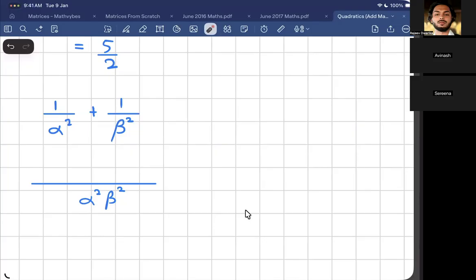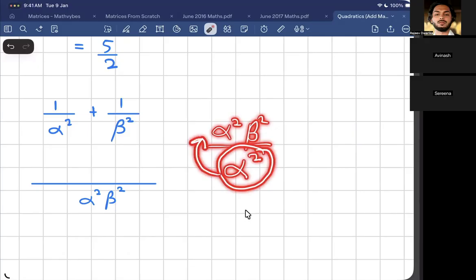So Avinash, back to what I was asking you. If I have alpha squared by beta squared, and I divide that by alpha squared, how much times alpha squared could go into this? The alpha squared and the alpha squared cancel off, that will give us beta squared.